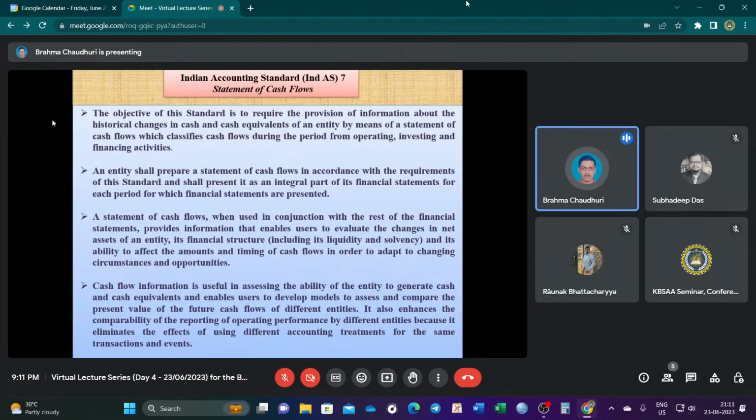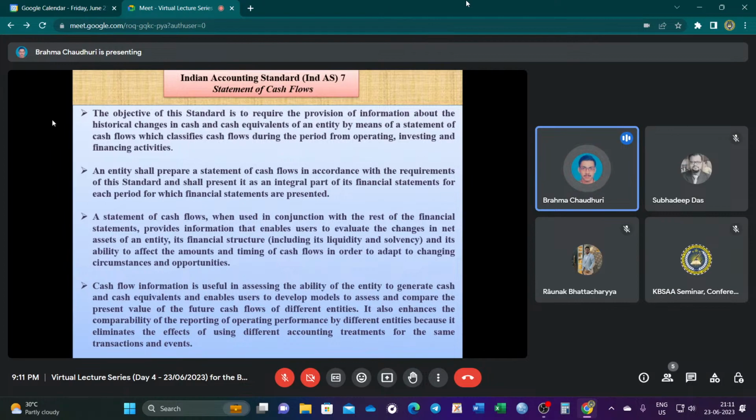That means these are the various objectives of this cash flow statement. This cash flow statement will provide information which will enable the user to evaluate the changes in net assets of an entity, its financial structure, and its ability to affect the amounts and timings of cash flows, whether it will be able to adapt to its changing circumstances and opportunities or not. All this information is provided through the statement of cash flows.